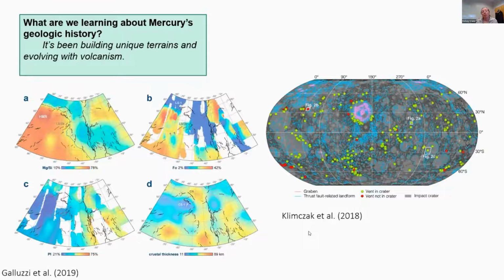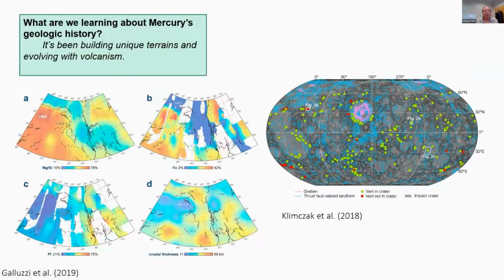We also learn about the unique terrains that Mercury has evolved with volcanism. So for example, by dating the faults in the smooth plains units, we can define a younger limit on smooth plains. We wouldn't be able to see the faults if they were covered up by the volcanics, but we get to see them.